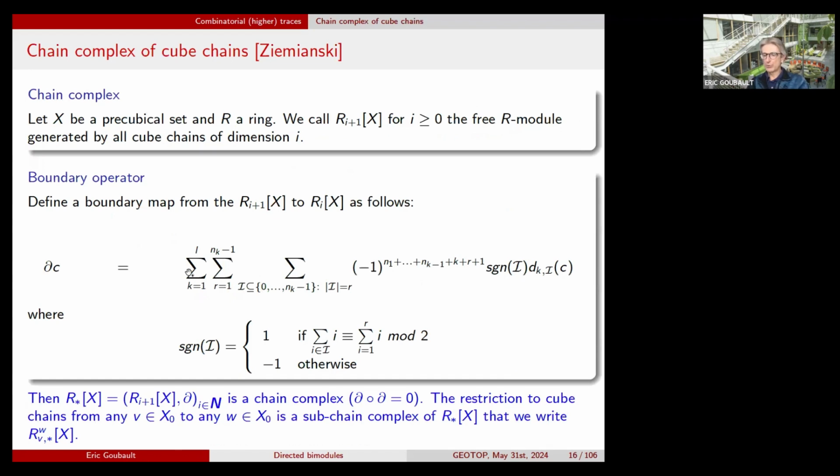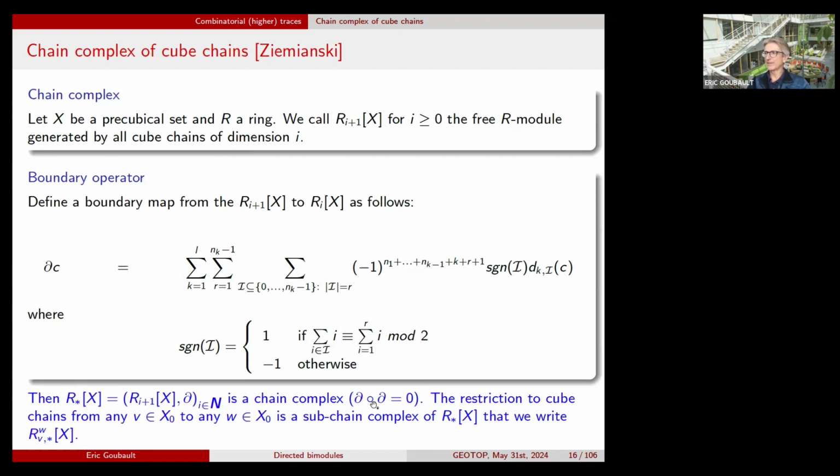And so I'm not going to go into combinatorial formulas, but it's still in some of the papers of Professor Zimensky. You can generate from these cube chains a chain complex, which I call R_{i+1}(X), which is a free R-module, given some ring R, generated by all cube chains of dimension i. And there's a boundary operator, which has this rather complicated formula. These are boundary maps, which are defined later, but which you don't need to know exactly, which gives you a chain complex structure on this free R-module.